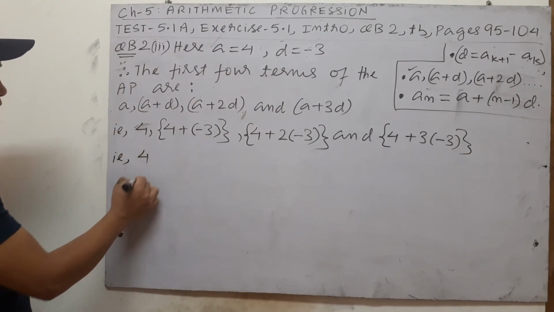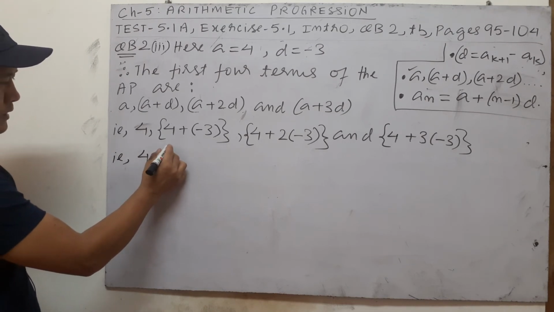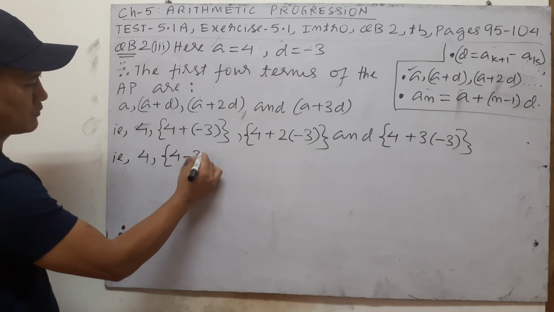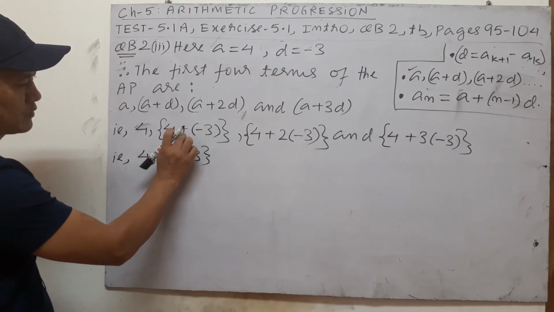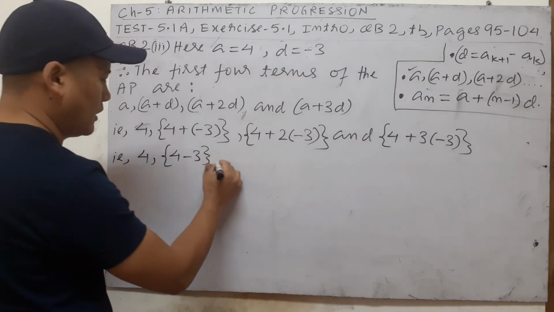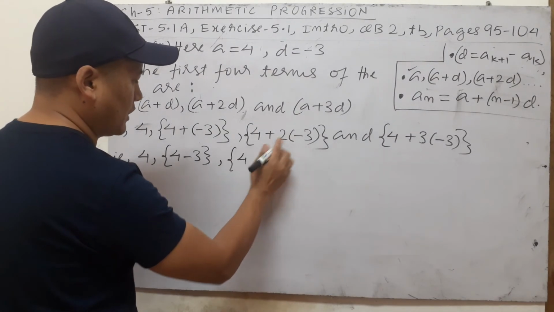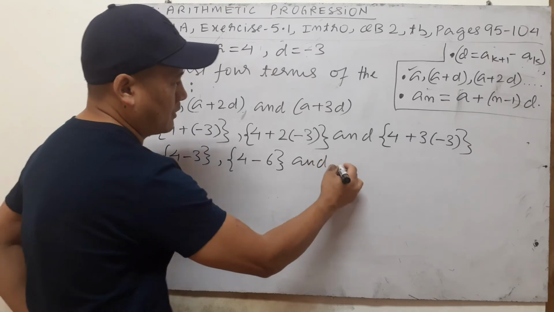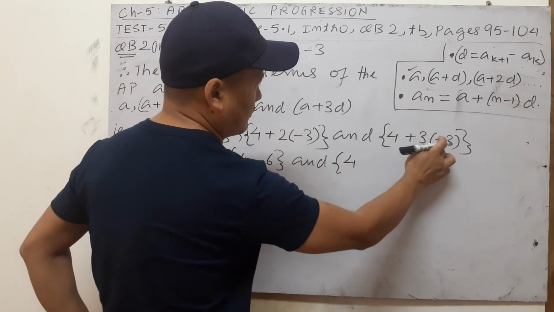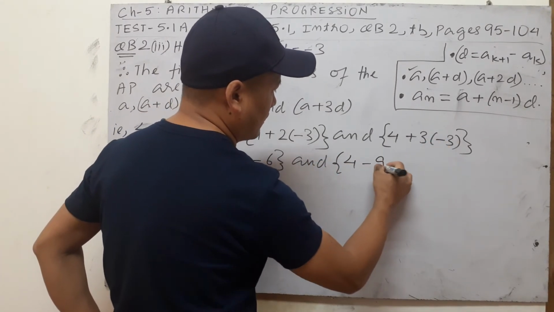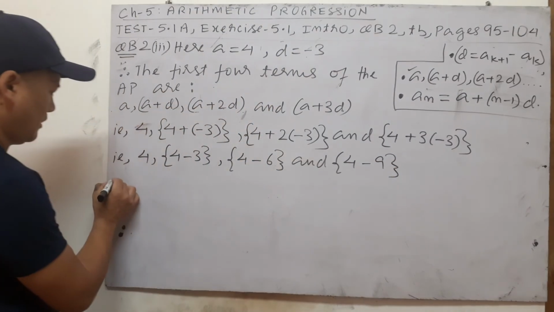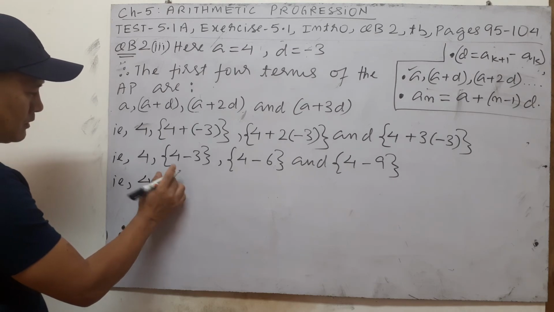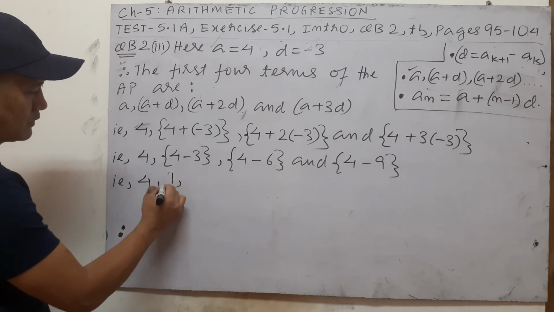So the first term of this series is 4 plus 4. Second term is 4 plus and minus minus 3. So this bracket is removed because outside and inside signs are multiplied. Similarly, 4 plus and minus is minus. 2 3s are 6 and 4 plus and minus minus 3 3s are 9. That is, the first 4 terms are 4, comma. Then your 4 minus 3 is plus 1.